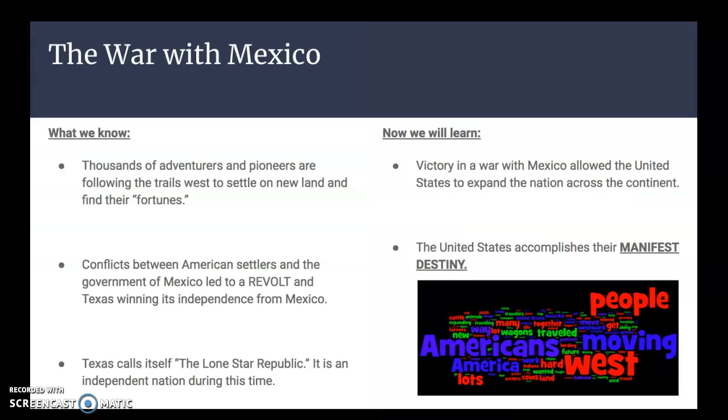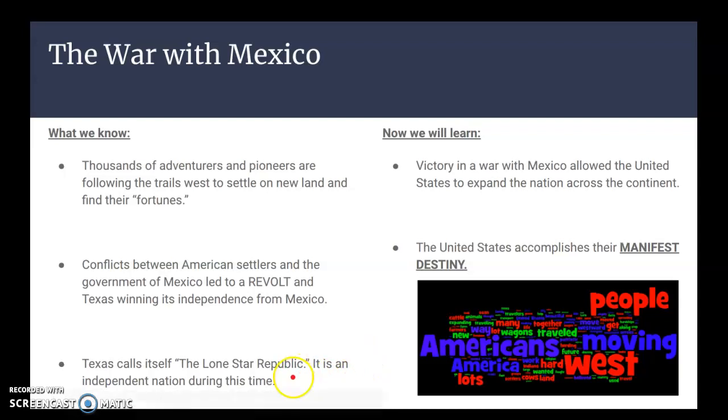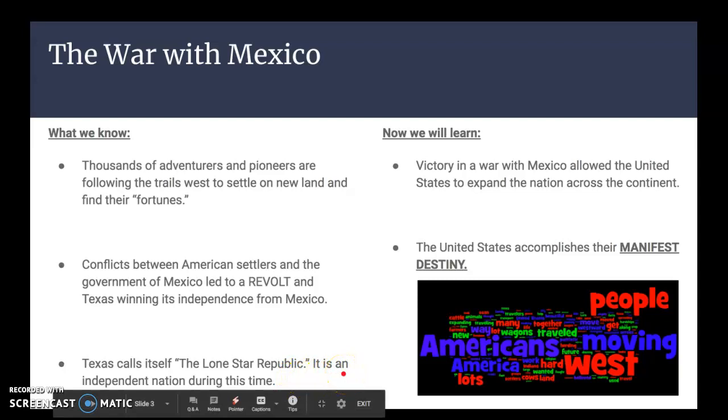What we know: thousands of adventurers and pioneers are following the trails west to settle on new land and find their fortunes. We talked about that in chapters 13.1 and 13.2. Review those if you want a little bit more information. Conflicts between American settlers and the government of Mexico led to a revolt, and then Texas winning its independence from Mexico in 1836. Texas calls itself the Lone Star Republic, and you have to remember, at this time it is an independent nation. It is no longer part of Mexico, and it is not yet part of the United States.